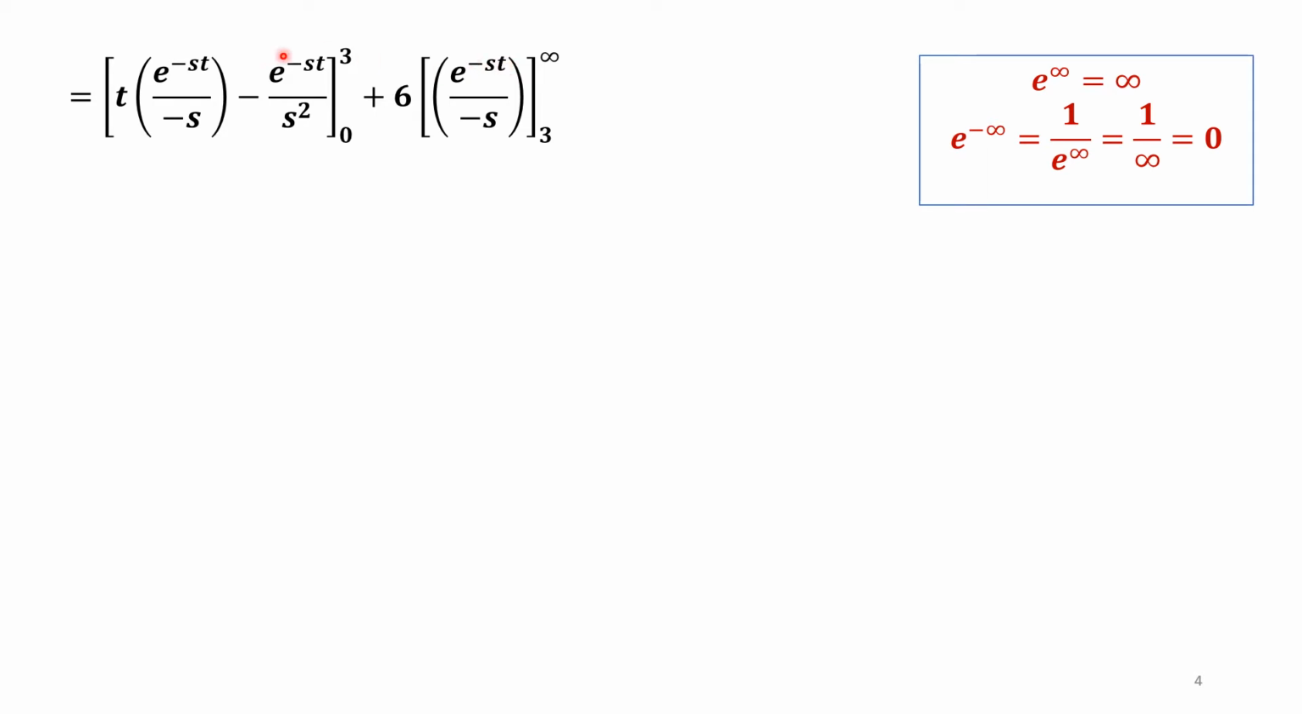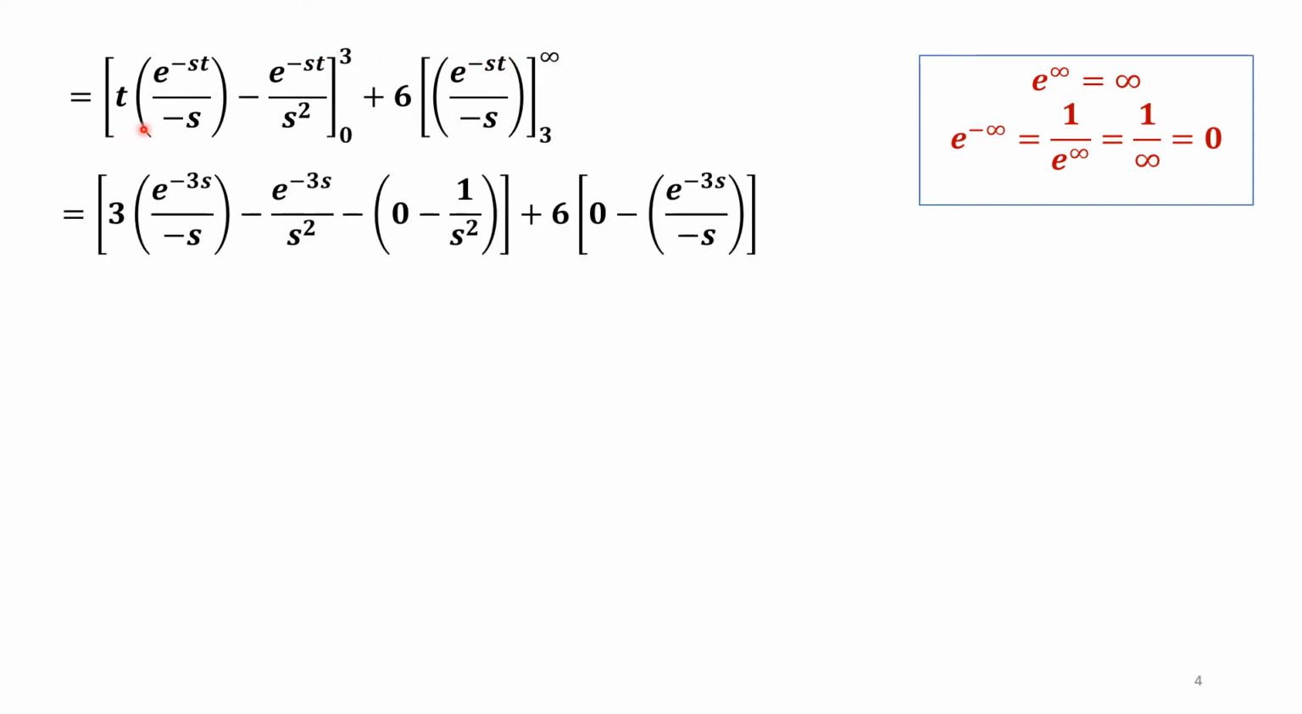So now here applying the upper limit, 3 e raised to minus 3s upon minus s minus e raised to minus 3s upon s square. Lower limit, when t is 0, this is 0, and when t is 0, we will get minus 1 by s square, plus 6 into, when we apply the upper limit as t equal to infinity, we will get 0. Lower limit we will have minus of e raised to minus 3s upon minus s. Just simplifying this, here we have applied the UV rule and then applied the limits, the upper limit and the lower limit. Similarly here also.